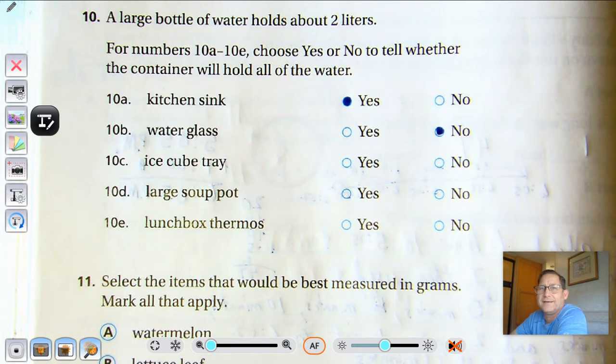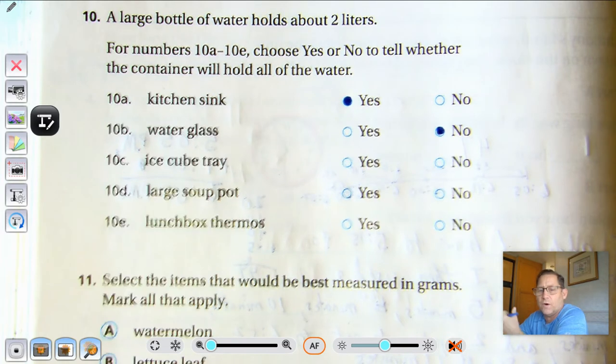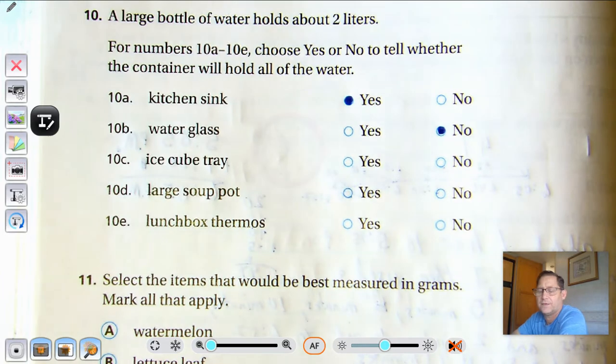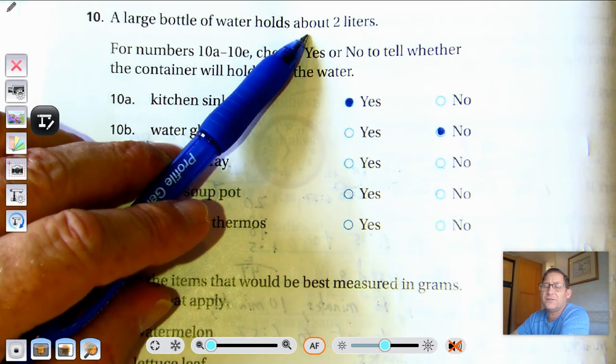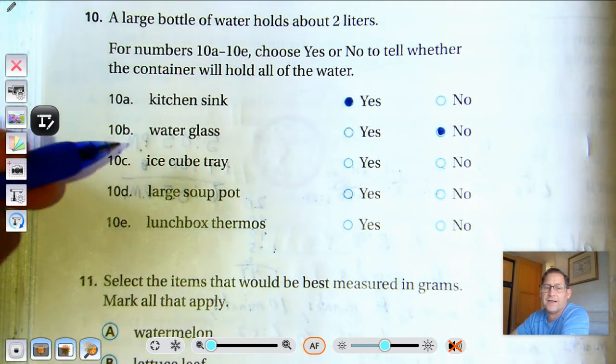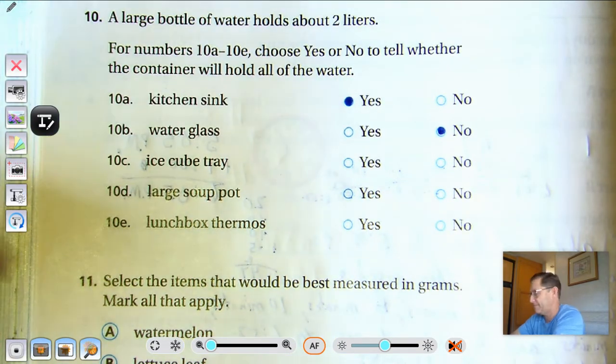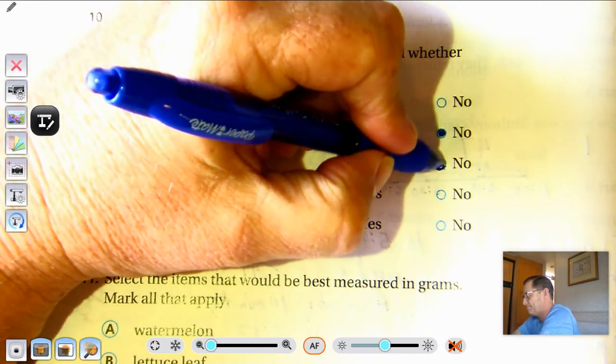An ice cube tray has about 12 little cups on it, and you pour water in them and put it in the freezer, and it freezes and you get ice cubes. But to hold 2 liters, it's not possible. An ice cube tray is not going to do that. It's not big enough.